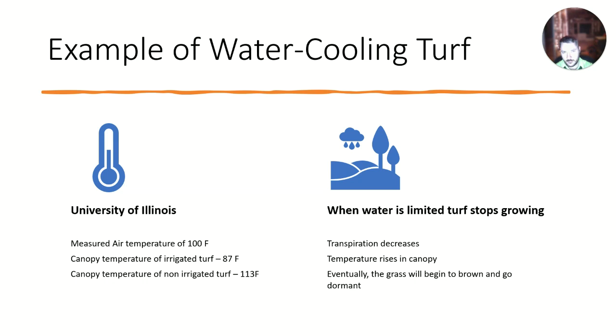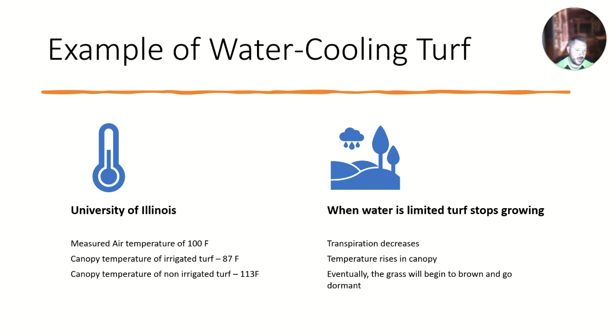Here's an example of water cooling turf. The University of Illinois did a study where they measured the air temperature at 100 degrees Fahrenheit. The canopy temperature of irrigated turf was 87 degrees Fahrenheit. That's pretty wild, right? That's a huge difference. Again, it's that evaporation, transpiration occurring, all of that. But the canopy of non-irrigated turf was 113 degrees. So that's a huge swing as far as temperature goes.